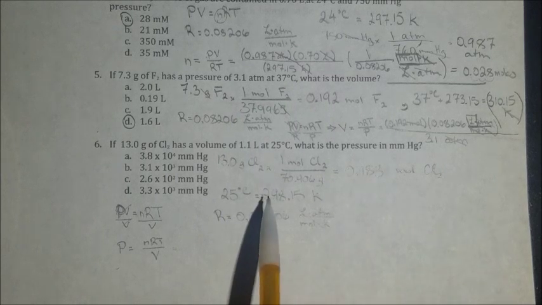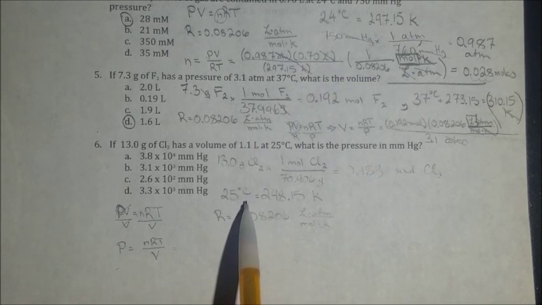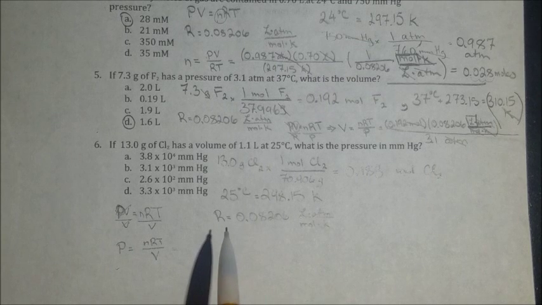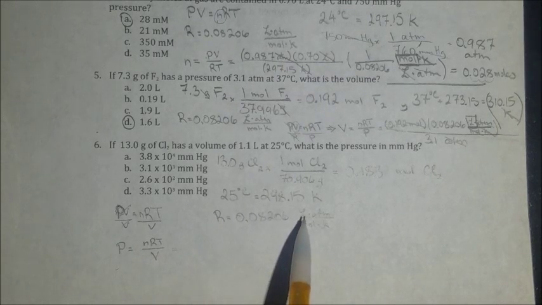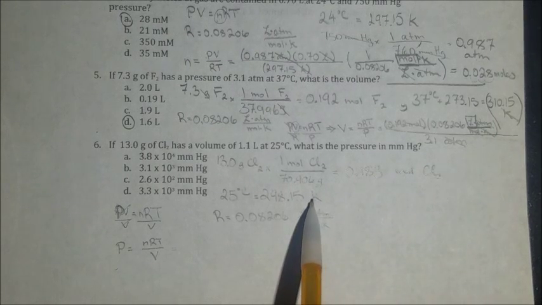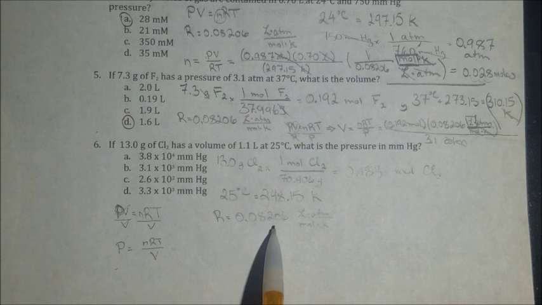I went ahead and calculated the moles of chlorine gas, which should hopefully be an easy step for everybody, and then converted Celsius into Kelvin. And our R, the universal gas constant of choice here, is one that uses the units we're interested in. We've got moles, Kelvin, and liters, so the clear choice is 0.08206 liter atmospheres per mole Kelvin. That's our choice for R.